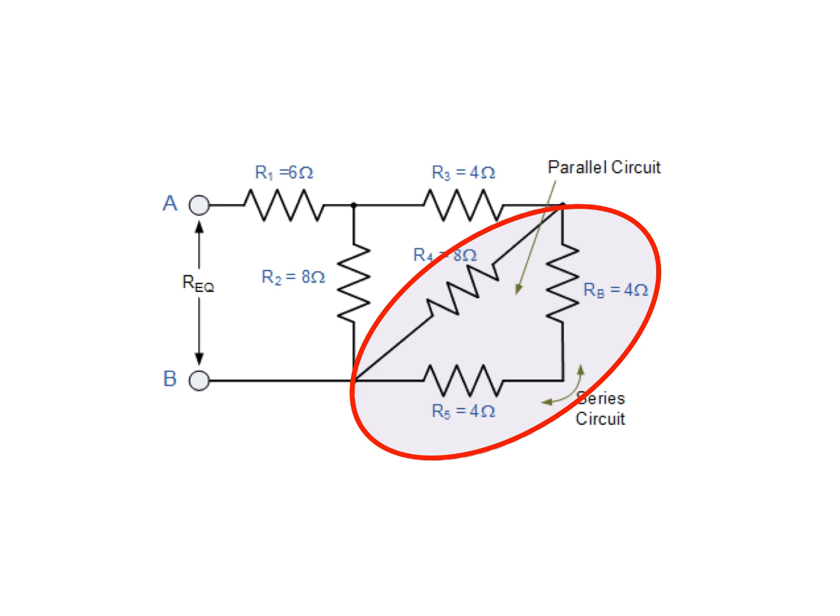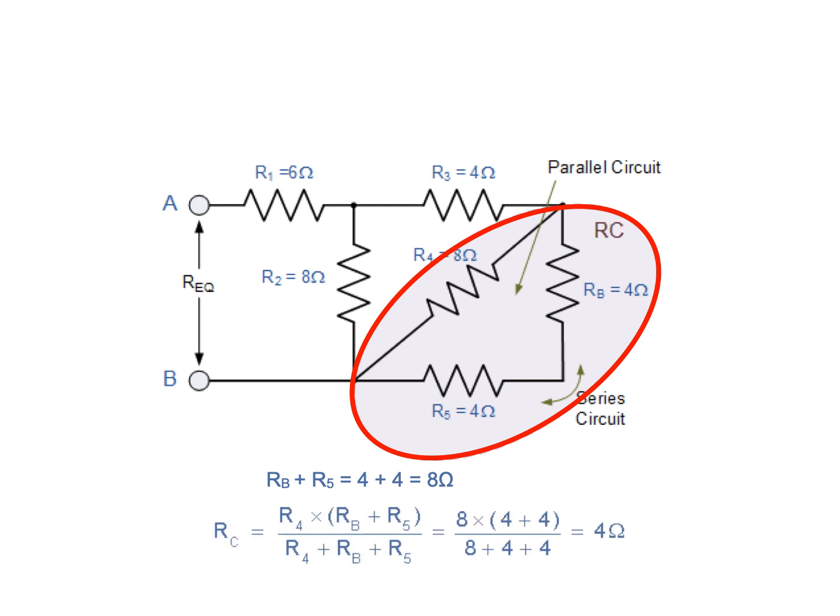The resistor RB is in series with R5. Therefore, the total resistance will be RB plus R5, which is equal to 4 plus 4, which is equal to 8 ohms, as shown here. This resistive value of 8 ohms is now in parallel with R4 and can be calculated as RC, as shown, and equal to 4 ohms.